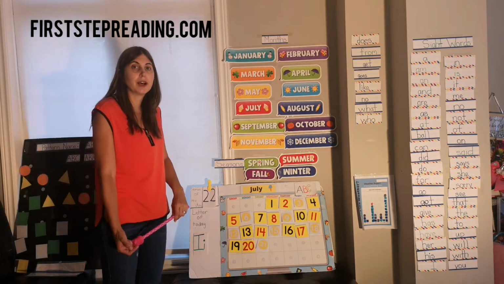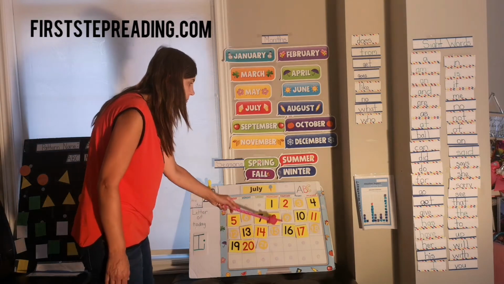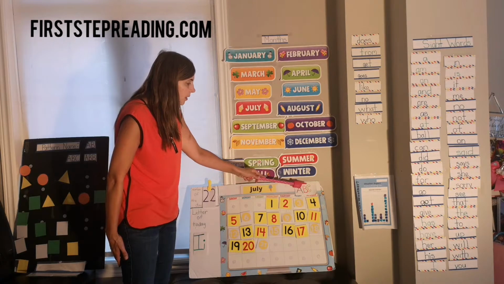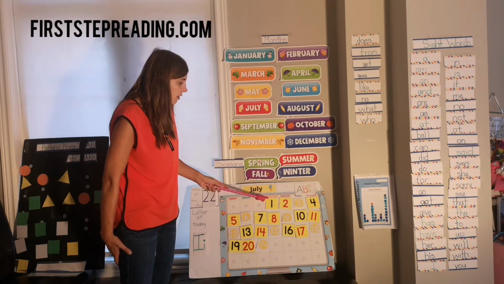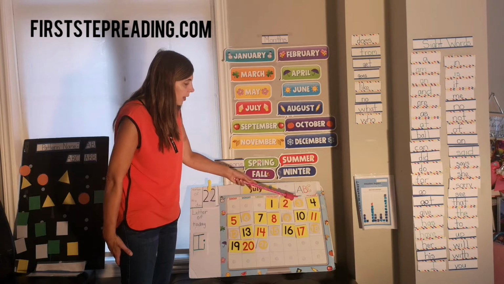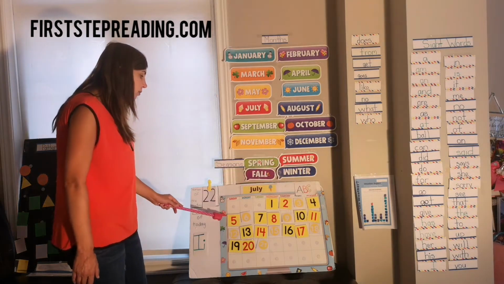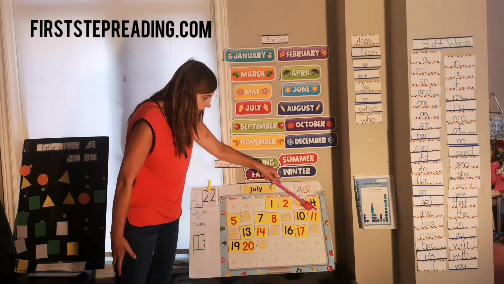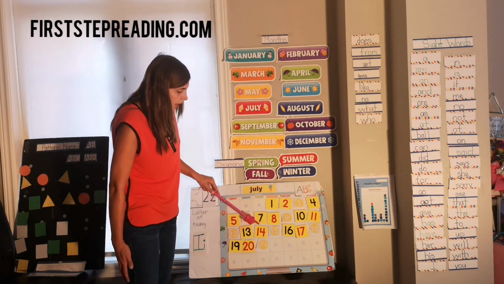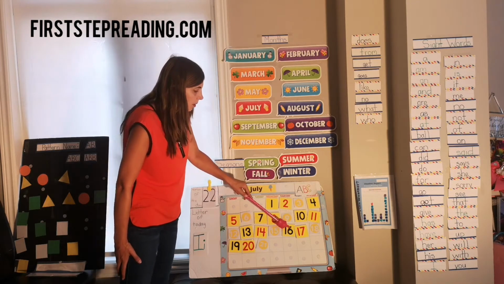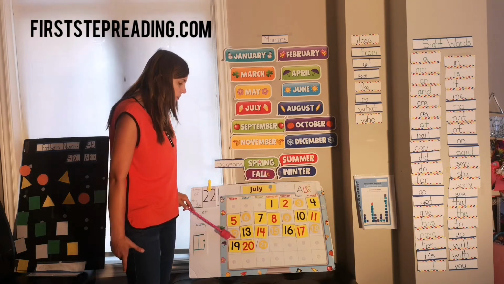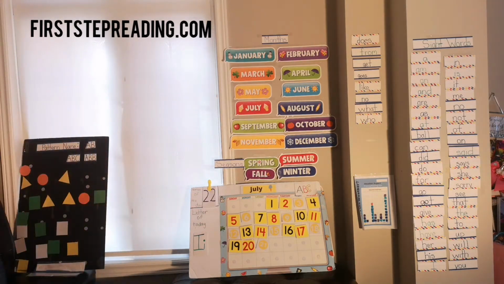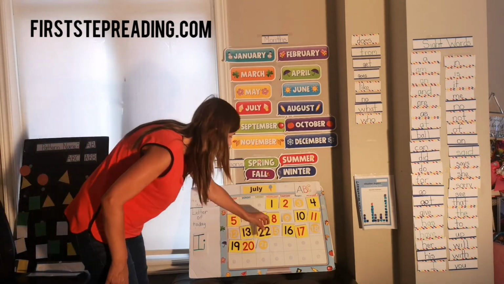Now let's figure out what color our 22 will be, because we have a black, red, white pattern, A, B, C. So let's figure this out. Black, red, white. Black, red, white. Black, red, white. Our 22 should be black.